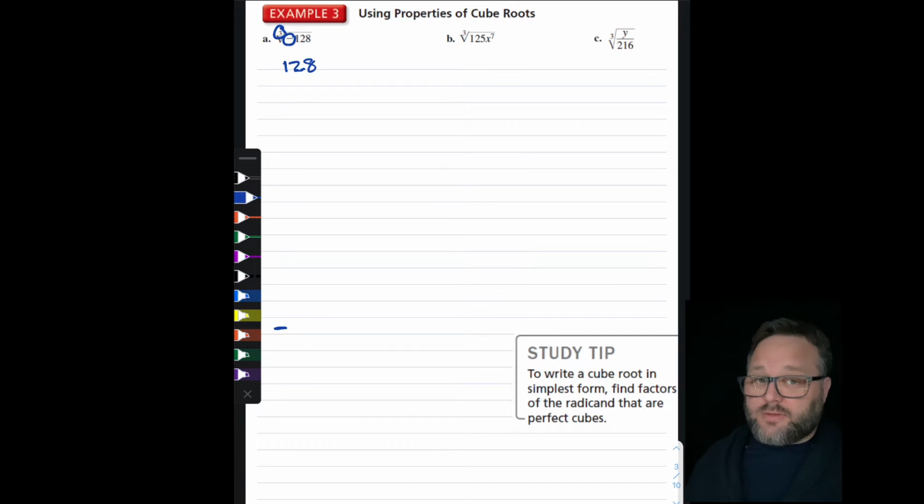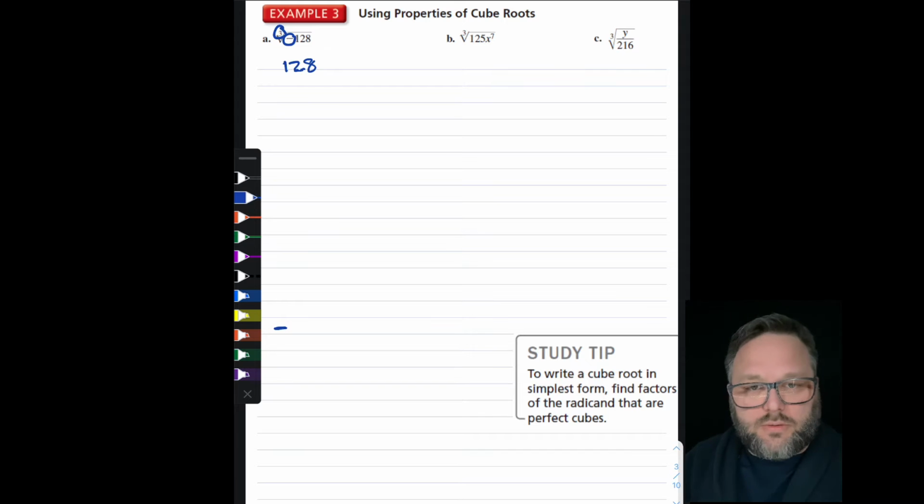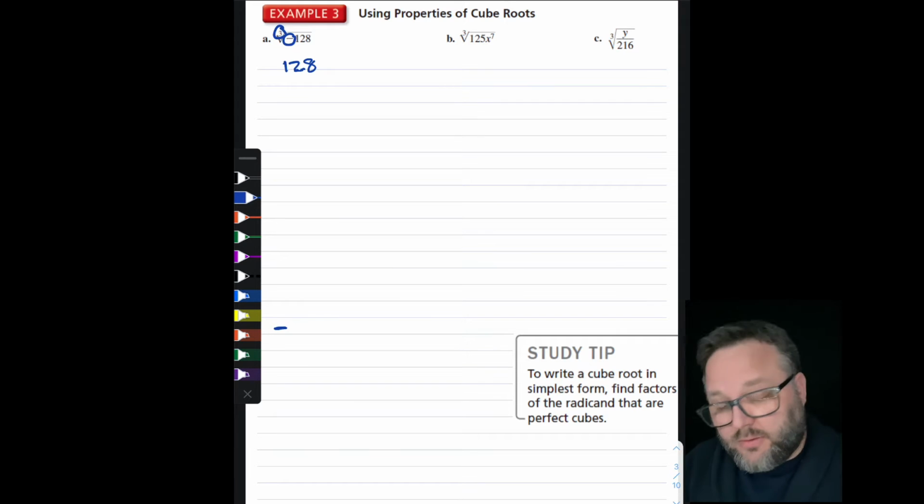Now, I know from experience, because I've also memorized cubes up to a certain point. I don't remember them all. But 5 cubed is 125. 120 is really close, but that means 6 cubed is a lot further away. So the answer is going to be 5 and some very small decimal. But I don't want to do the decimal. I'm not estimating. I want to represent it with a radical.